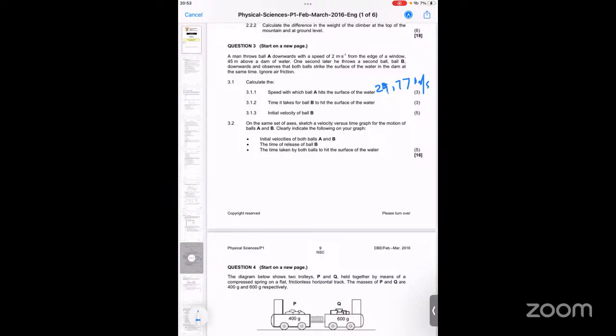Time it takes for ball B to hit the surface of the water.